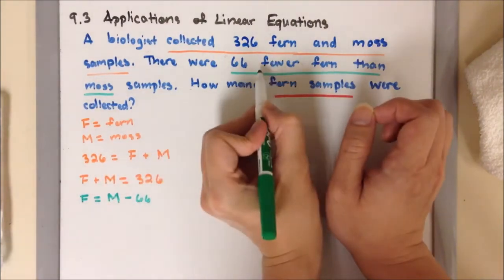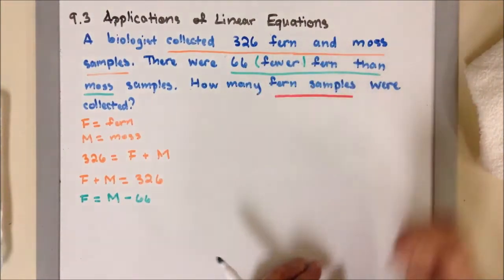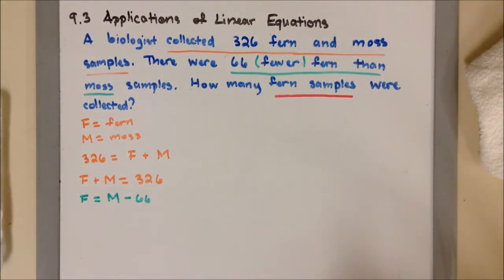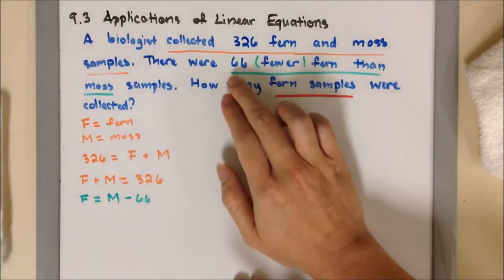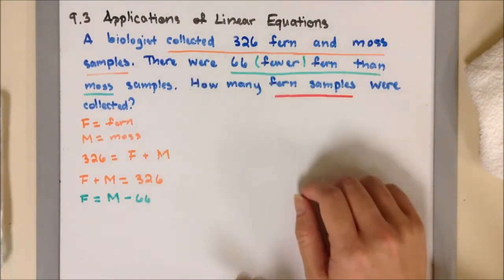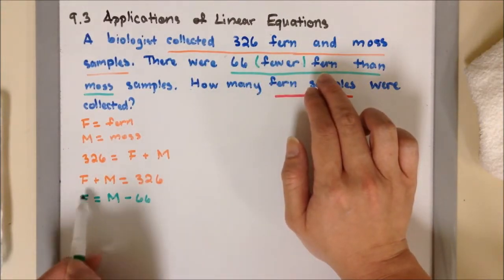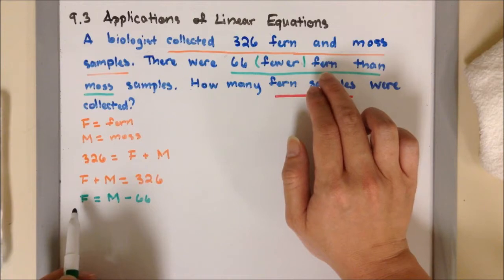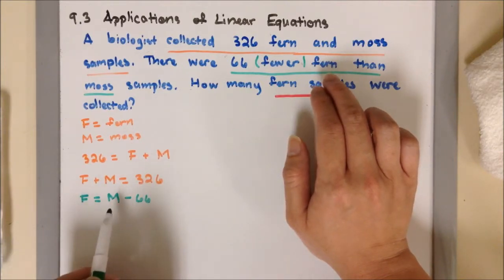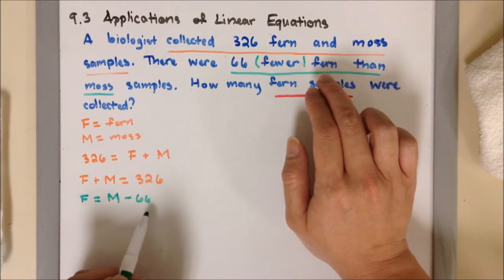So the key word right here, fewer, meaning subtraction. Now pay very close attention to the sentence. It says there were 66 fewer fern than moss. So when it says fewer fern, that means that's what the amount of fern is, and it's 66 less than moss. So that means that it's going to be M minus 66, or moss minus 66.